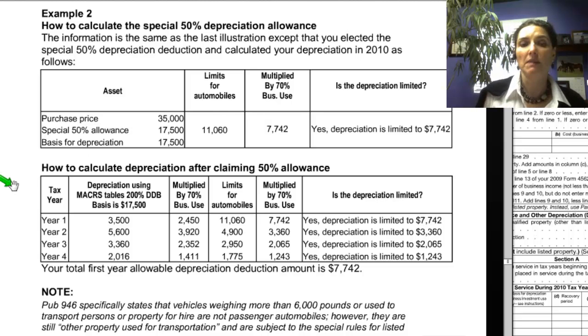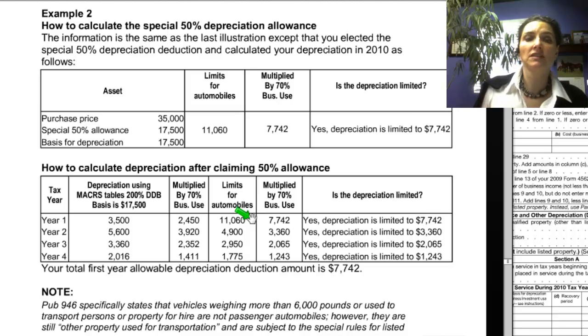Then what do we do with the remaining depreciation after claiming that 50% allowance? Well, in year one, we are going to take the remaining $17,500 cost basis, multiply that by 20%, and that gives us $3,500. We then multiply that by 70% business use. We get $2,450. But wait, we have that limit on automobiles, and we already hit that limit up here, didn't we? And then we already applied that limit by 70%.